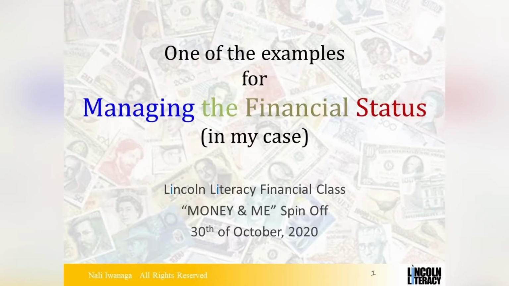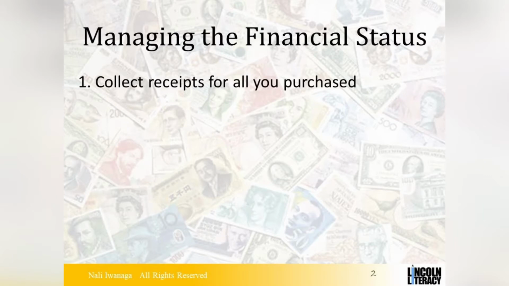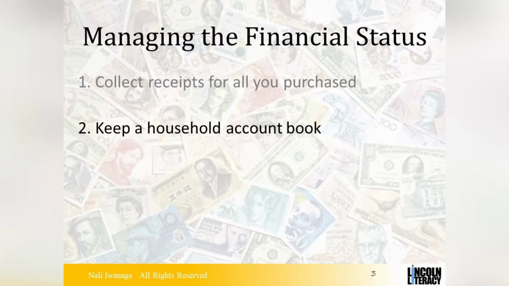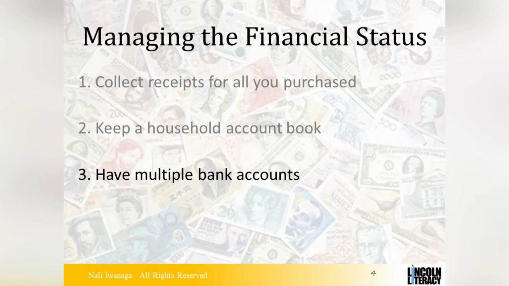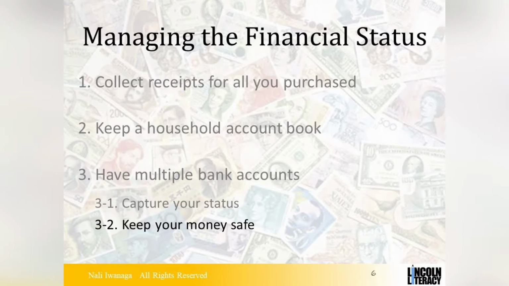One of the examples for managing the financial status, Lincoln Literacy Financial Class Money and Me spin-off program. Number 1. Collect receipts for all you purchased. Number 2. Keep a household account book. Number 3. Have multiple bank accounts. Capture your status. Keep your money safe. Have your money grow up.